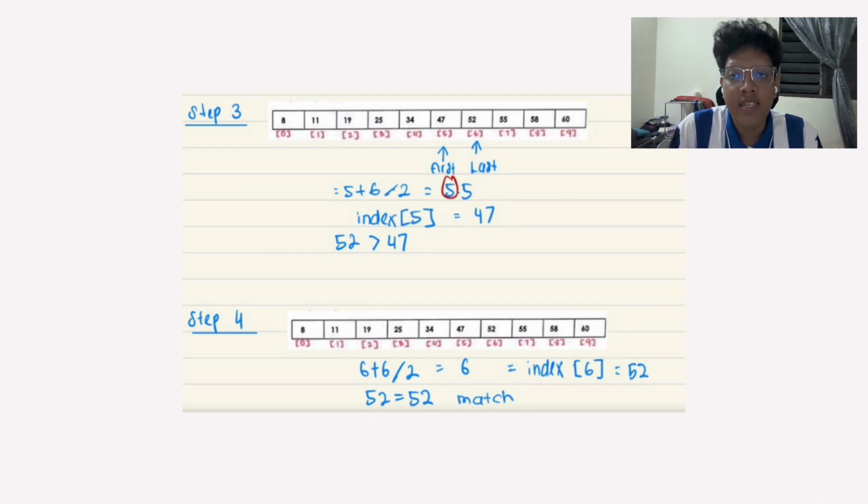Their first and last index is the same, which is 6. 6 plus 6 divided by 2, the value is 6. So the data at that index is 52. So it makes the target key 52 equal to 52.